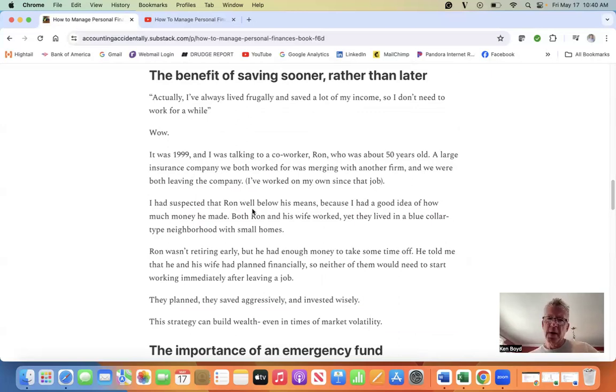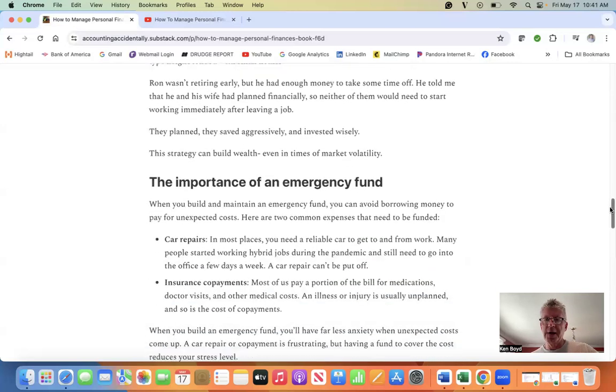I suspected that Ron lived well below his means because I had a good idea of how much money he made. Both Ron and his wife work, yet they lived in a blue-collar neighborhood with small homes. Ron wasn't retiring early, but he had enough money to take some time off. He told me that he and his wife had planned carefully financially so that neither one would need to start working immediately after leaving a job. They planned, they saved aggressively, and they invested wisely. This strategy can build wealth even in times of market volatility.